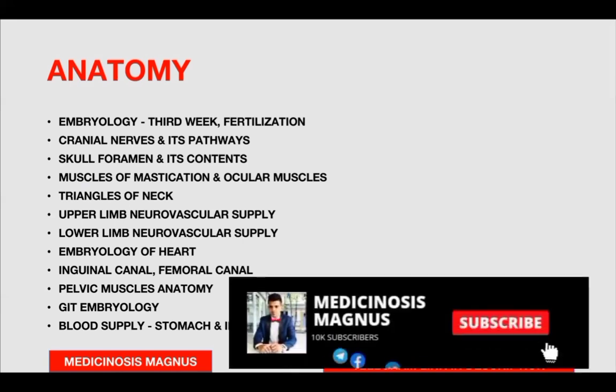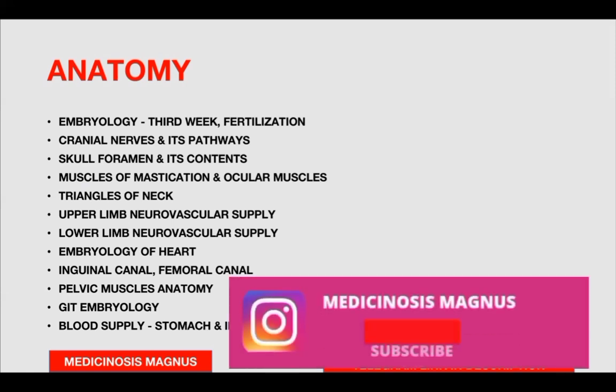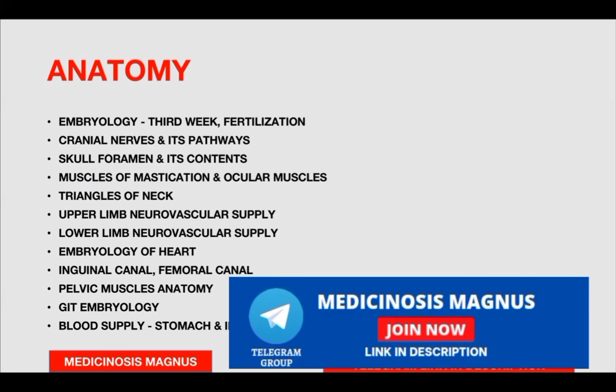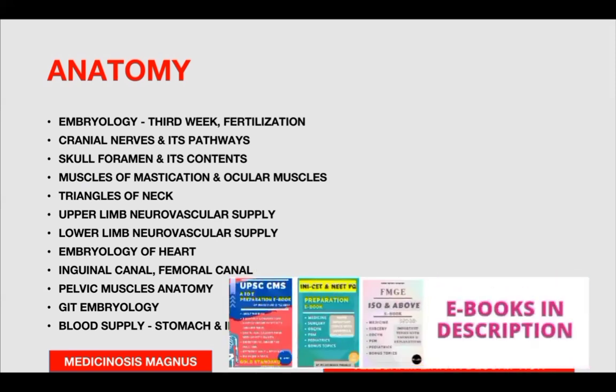And embryology of heart is very important. Inguinal canal, femoral canal anatomy, pelvic muscles anatomy, GIT embryology, blood supply of especially the stomach, intestine, brain, and heart. So make sure you know the circle of Willis very well.